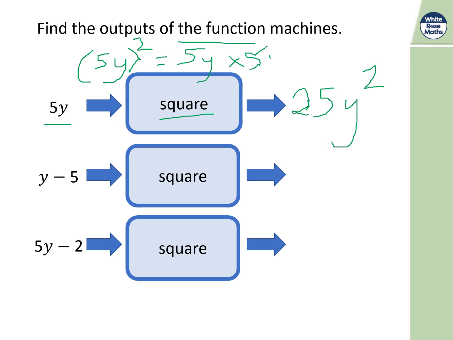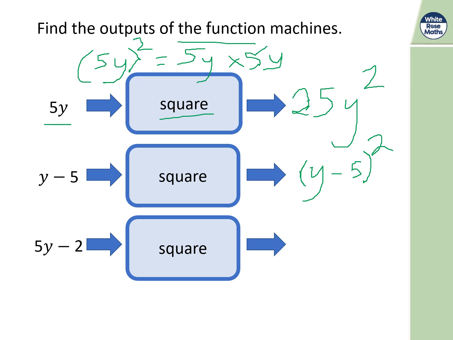This next one, y minus 5 all squared. I can write it as y minus 5 all squared, or I can actually expand it. Either factorized form or expanded form is going to give you the same answer. If you expand that, just out of interest, you will get y squared minus 10y plus 25. Or I can write it as y minus 5 times y minus 5. As long as it factorizes to y minus 5 all squared, then your answer will be okay.